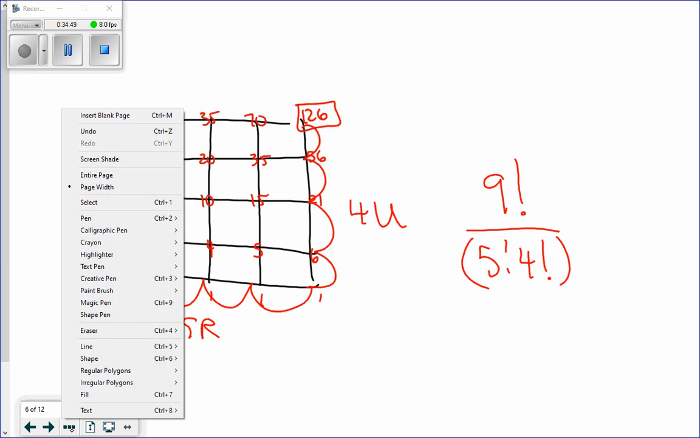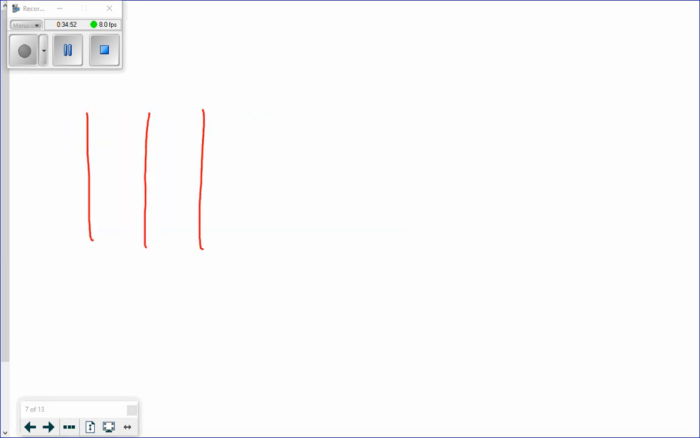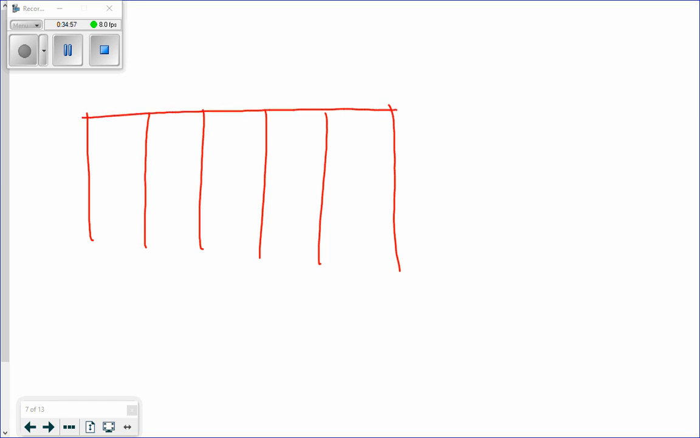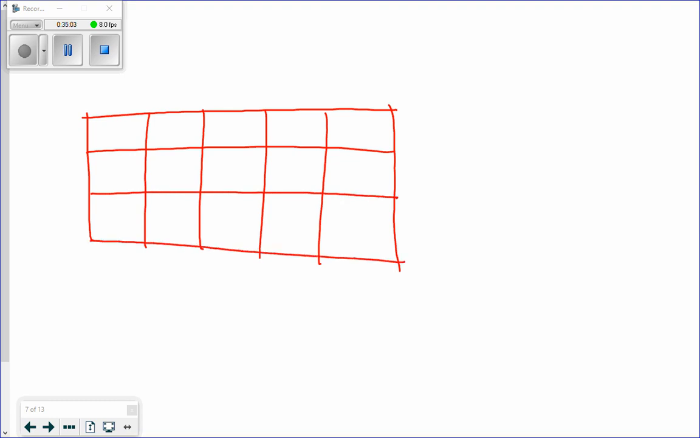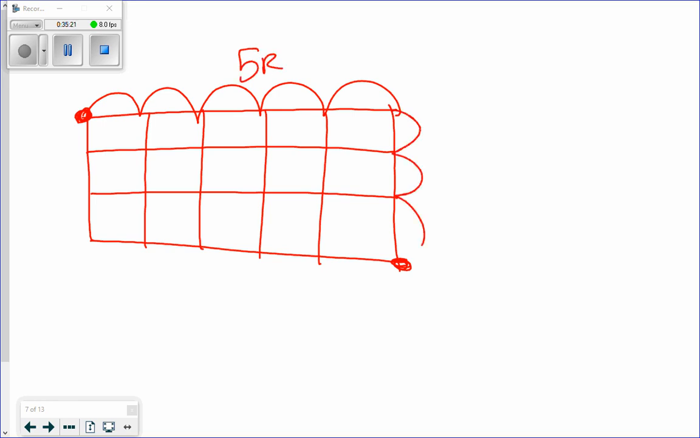You've got 6 running this way and 4 running this way. 1, 2, 3, 4. She is here, you want to get to here. Don't do counting corners. Think of it as a permutations question. You want to go 5 right and 3 down. So the formula is 8 factorial over 5 factorial 3 factorial, not 10, 6, 4.